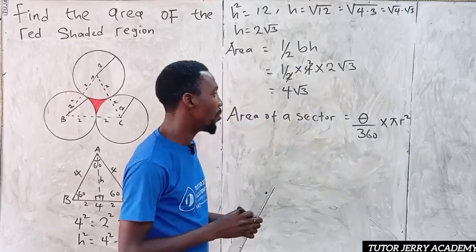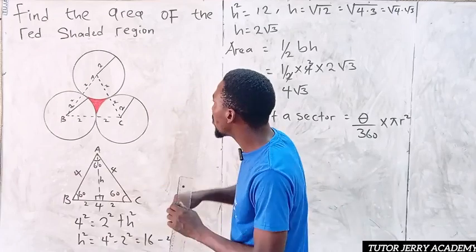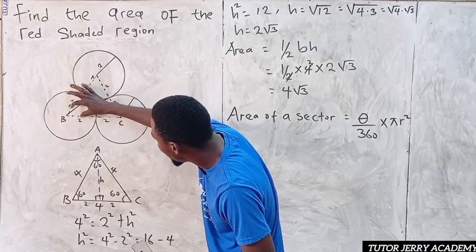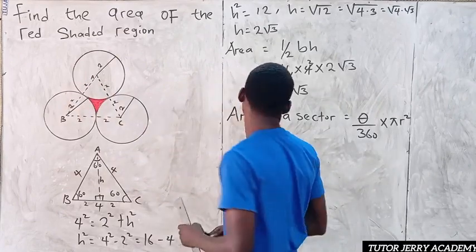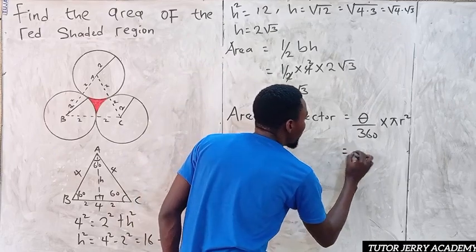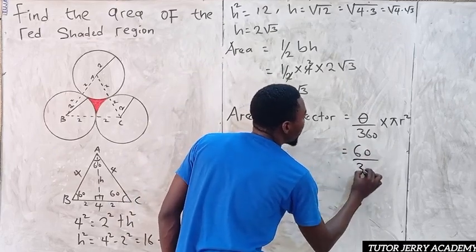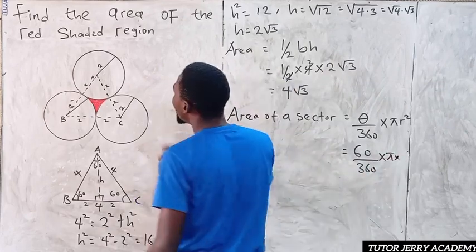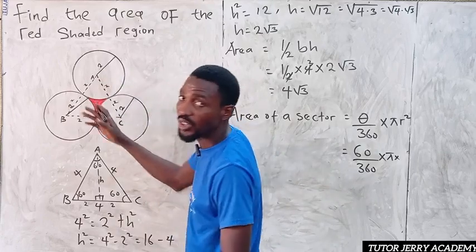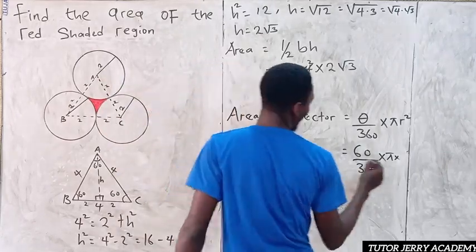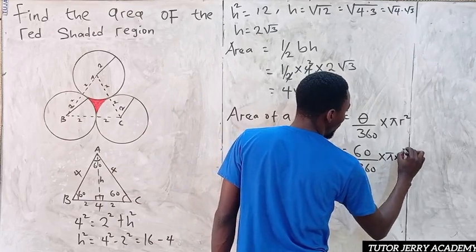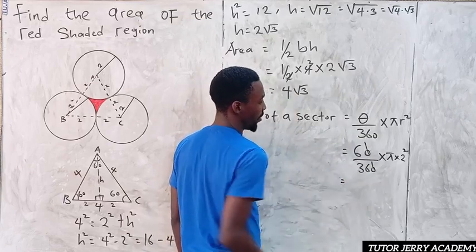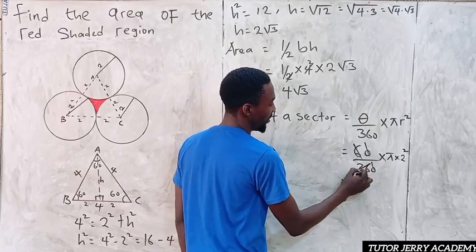All right. So now we know that the angle subtended here is 60. The angle subtended here is 60. The angle subtended here and here is 60. So it shows that our theta is going to be 60. 60 all over 360 multiplied by pi times the radius. And the radius of each of the circles is just 2. So we are going to take this to be 2 squared. All right. So now this will be equal to, 0 here we cancel out 0. 6 here 1. 6 here is 6.